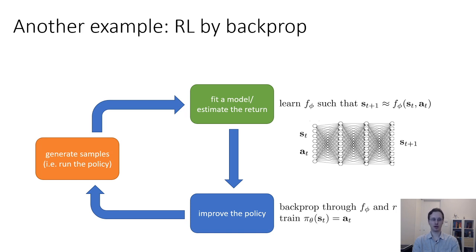And then in the blue box, we might backprop through f and r to train the policy pi theta. So if we want to calculate the reward of the policy, we can basically compose the policy with f, actually use our automatic differentiation software to calculate the reward and backprop through all of them to optimize the policy. We're going to cover methods that do some variant of this when we talk about model-based reinforcement learning much later in the course.